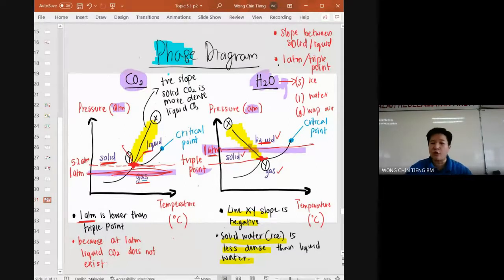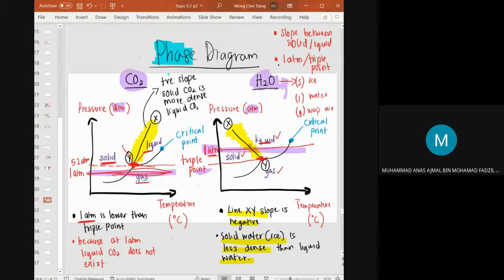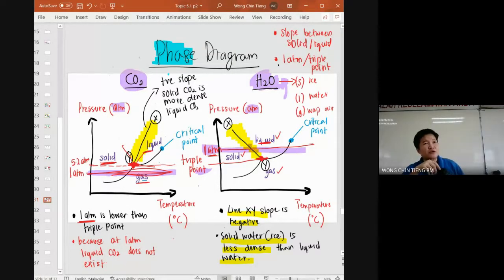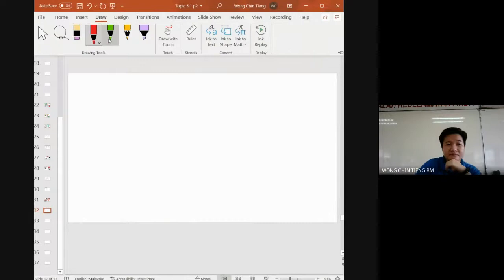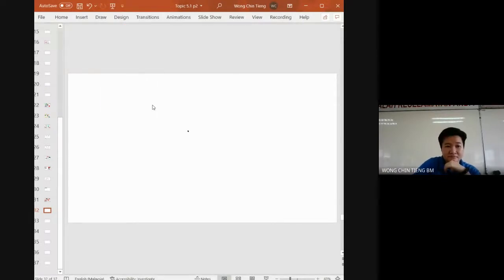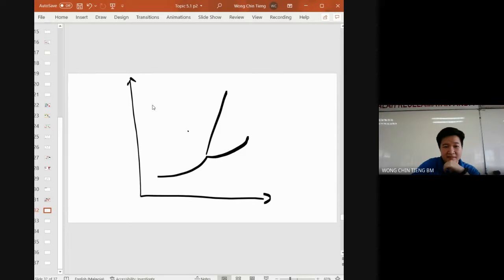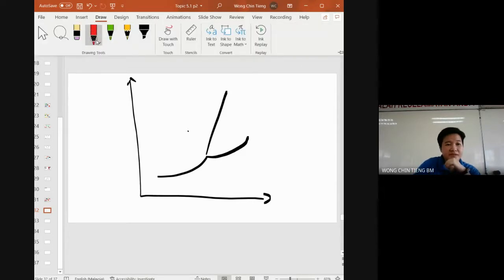What is critical point? Takat maksimum untuk menentukan liquid dengan gas. Tekanan maksimum untuk menentukan liquid dengan gas. Lagi? Lagi orang lain? What is critical point? Tak ada jawapan? Tak payah ajar. Alright. Cari sendiri. Next thing.